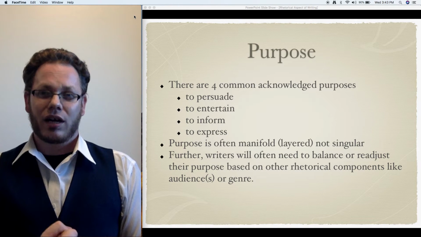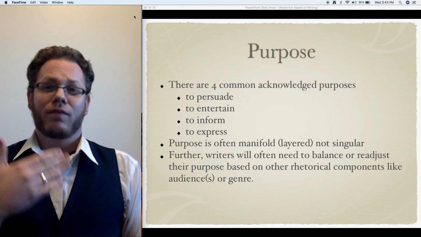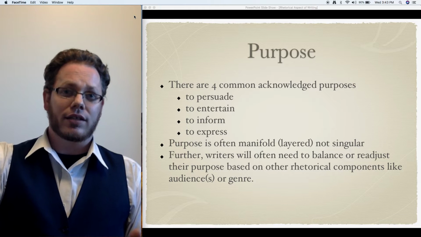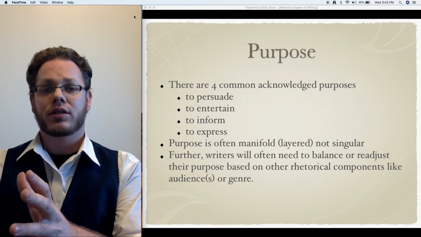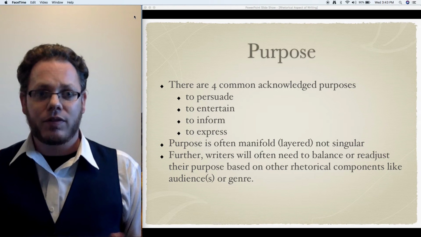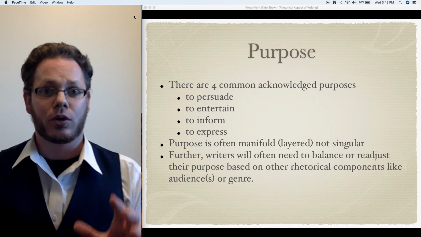The writer started out with a personal purpose, then filtered that through the particular audience and the genre that was most effective for accomplishing that purpose. So we want to be aware of these things and how they fit together as multiple components.